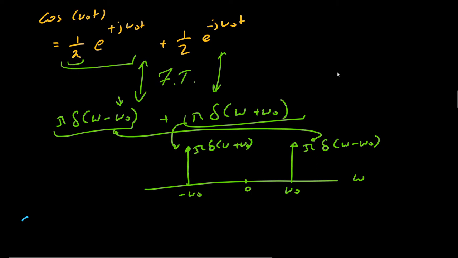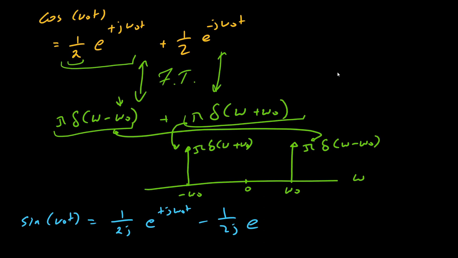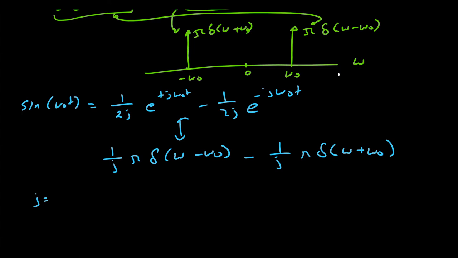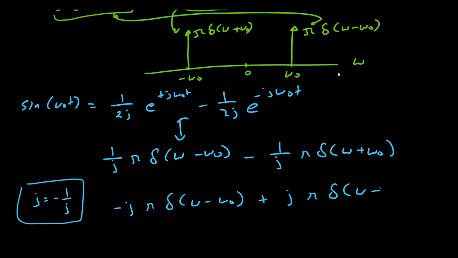Similarly, for the sine function, we have 1 over 2j e to the power plus j omega naught t minus 1 by 2j e to the power minus j omega naught t. Now the transformation for this is simply 1 over j pi delta of omega minus omega naught minus 1 over j pi delta of omega plus omega naught. Or we can simplify it and say that 1 over j is equal to minus j. So from here we have a minus j pi delta of omega minus omega naught and a plus j pi delta of omega plus omega naught.